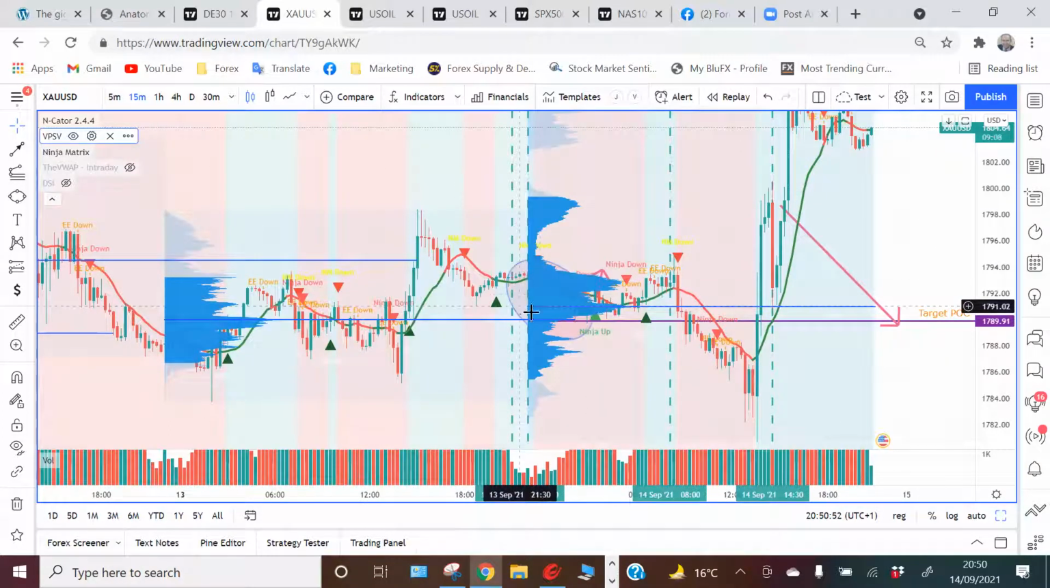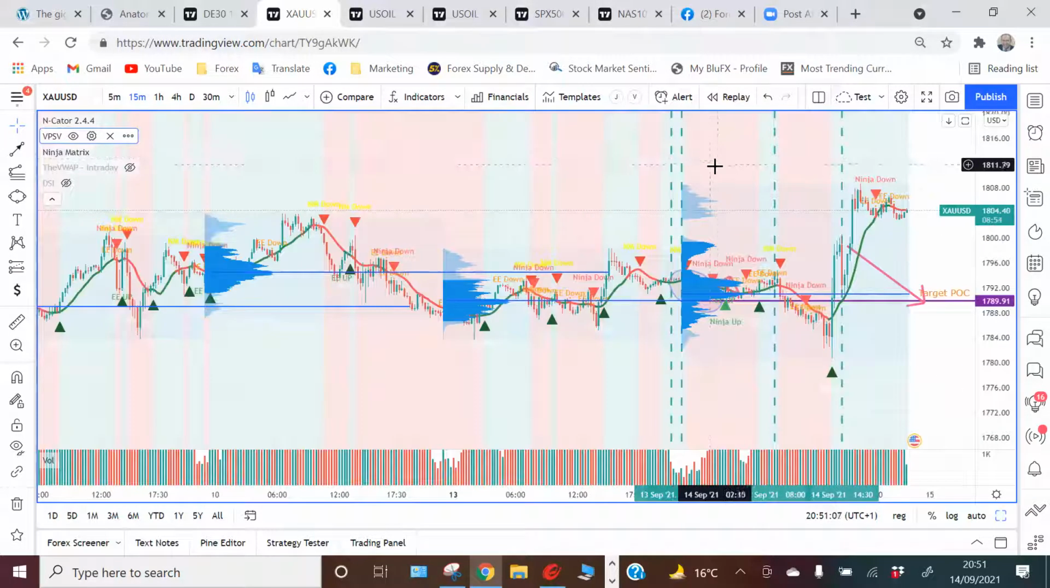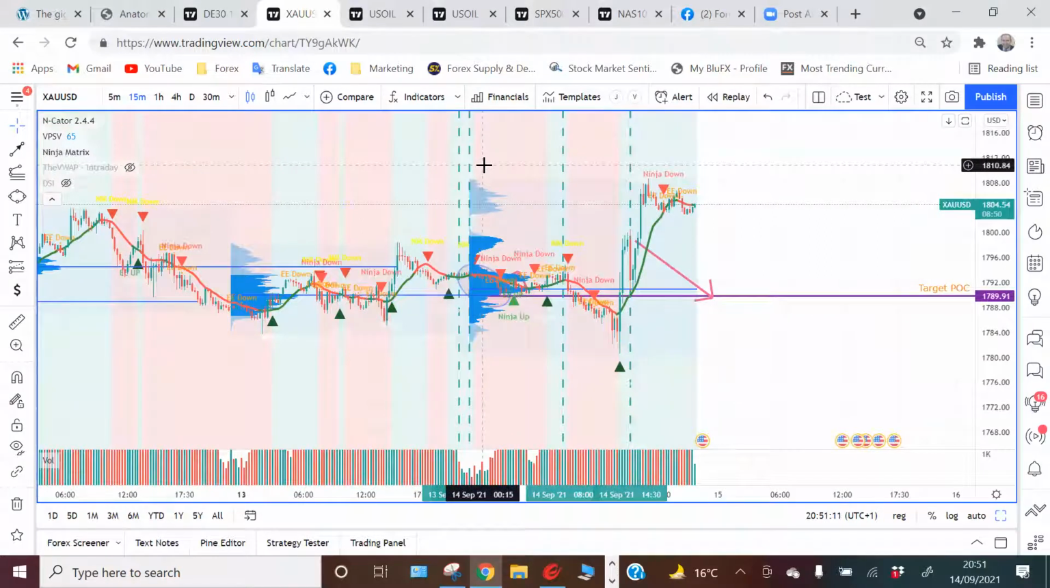So when we ask the question, is this here in the previous day's range? It's a very simple yes or no. Yes, it is. It's very easy. I wish I could make it more complicated than this, but that's it. So today, if you got in all those trades, you would have probably been up 20,000 pips.